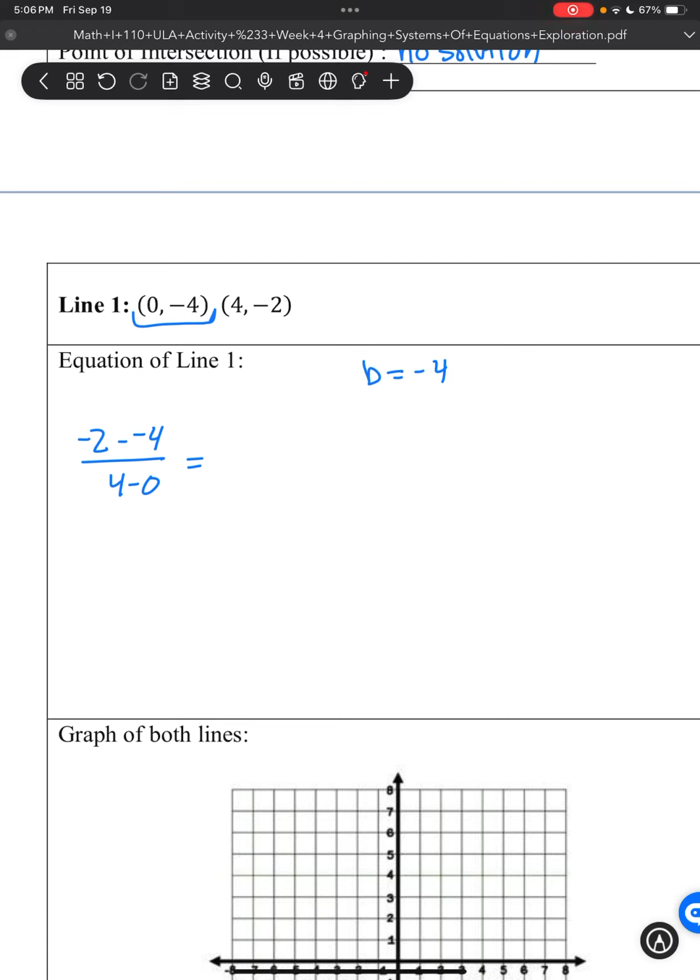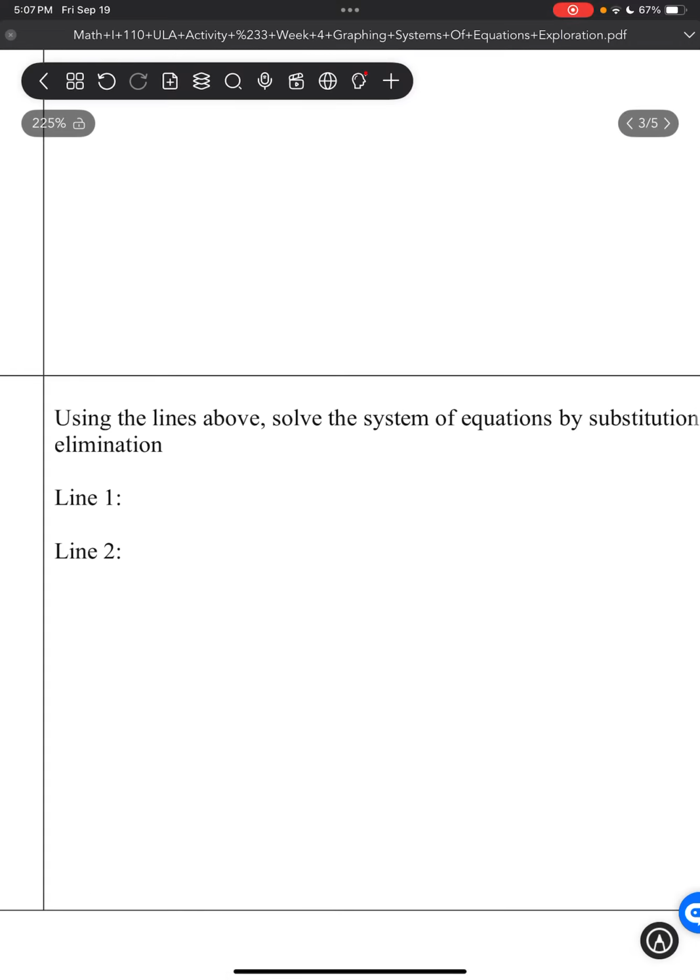By doing that, we're actually adding a positive 4 here, so it's going to give us a positive 2 over 4. Simplify to 1/2, so we have a slope equaling 1/2. We already have everything we need to make a line, so we have y equals 1/2 x minus 4. We're going to put that for our line 1: y equals 1/2 x minus 4.